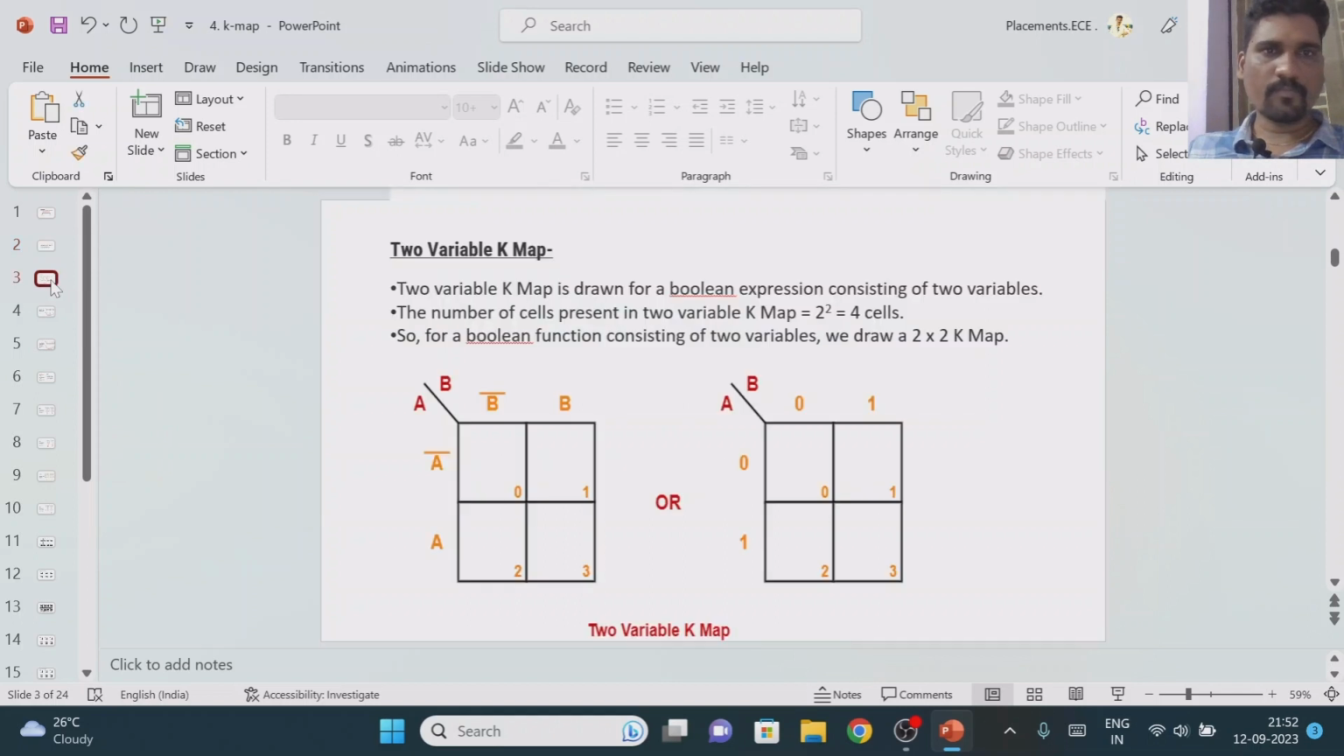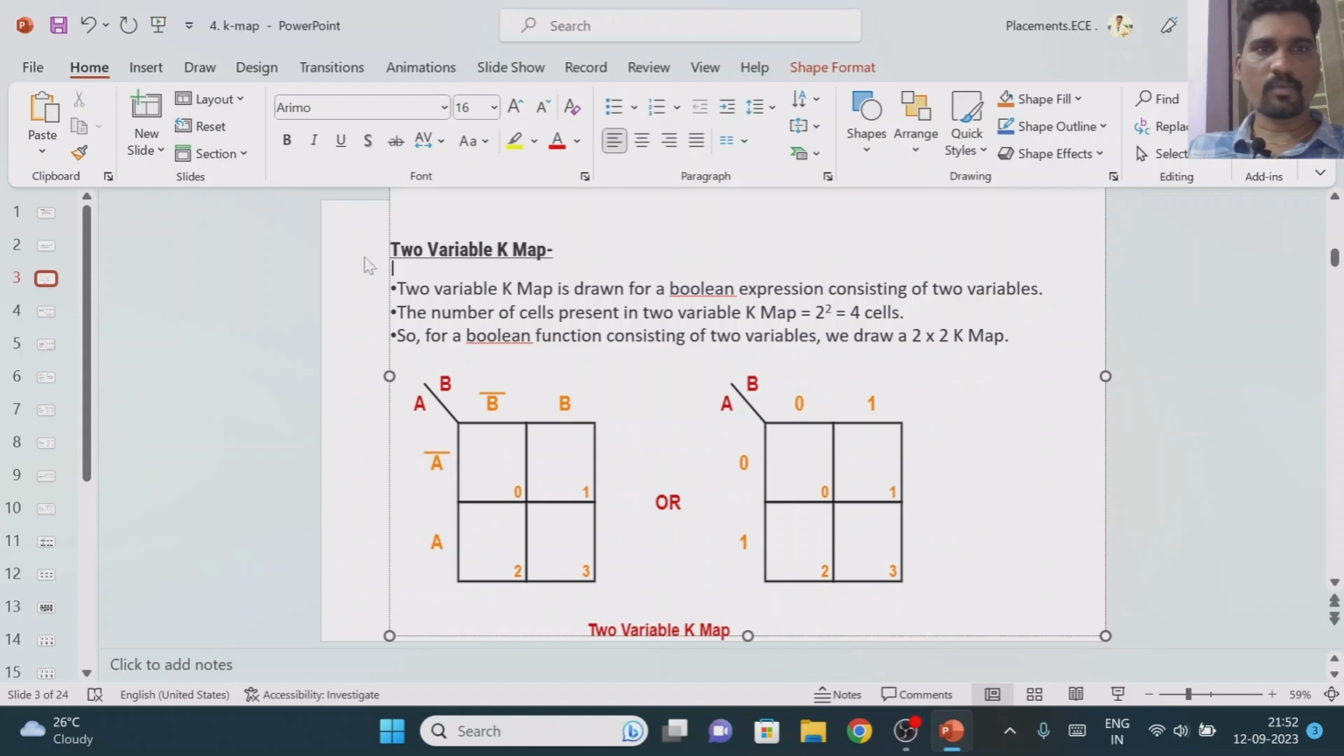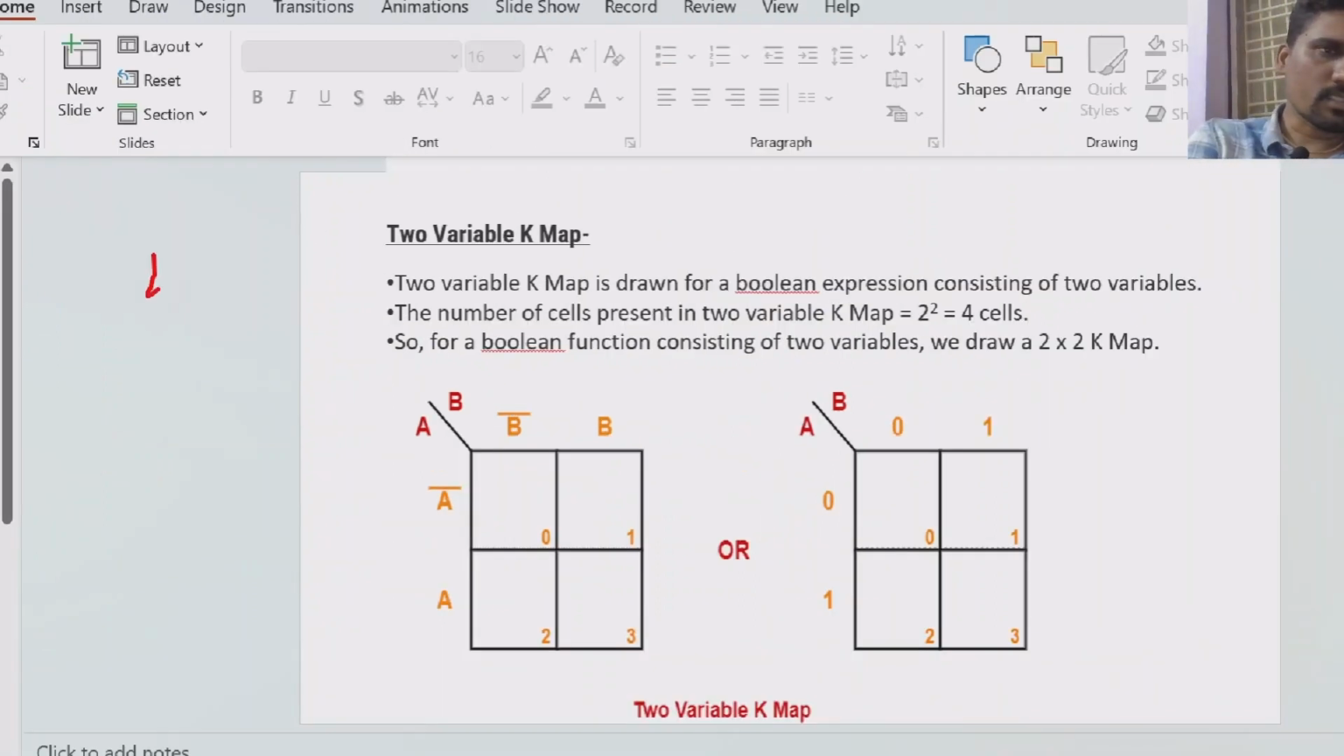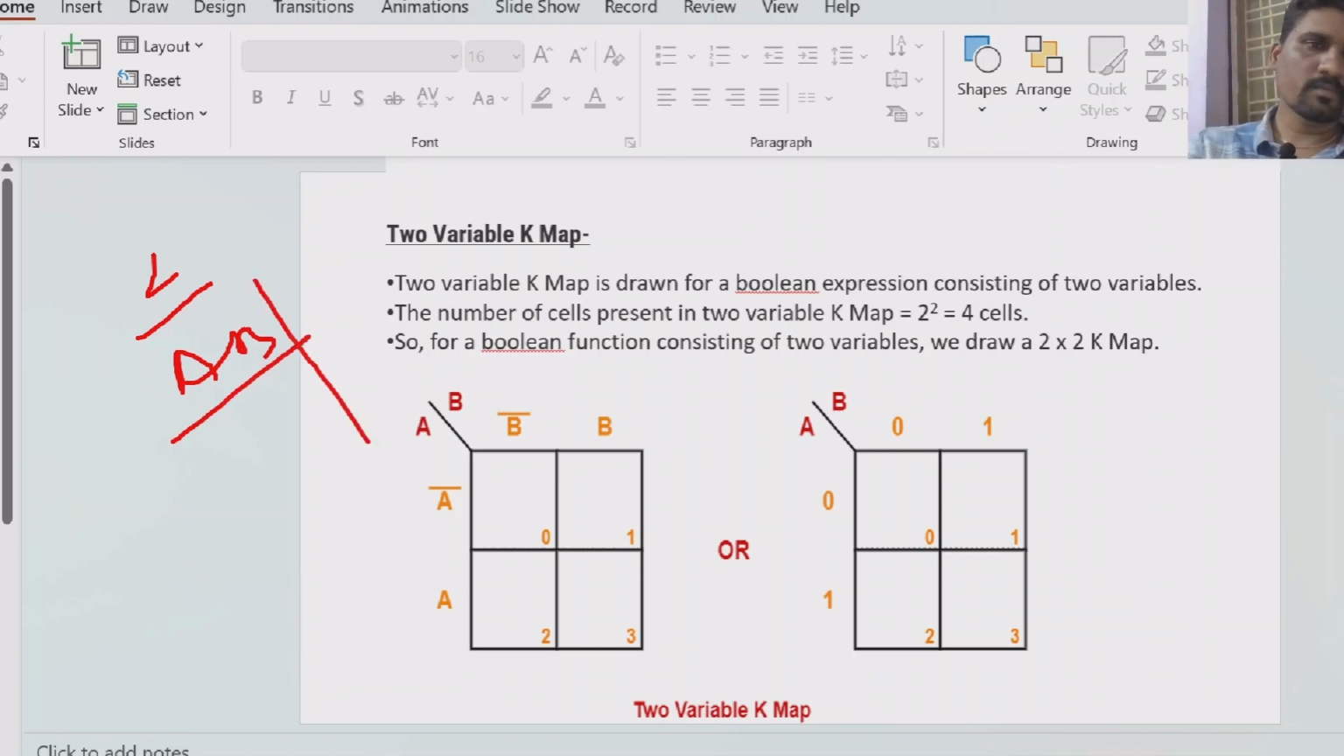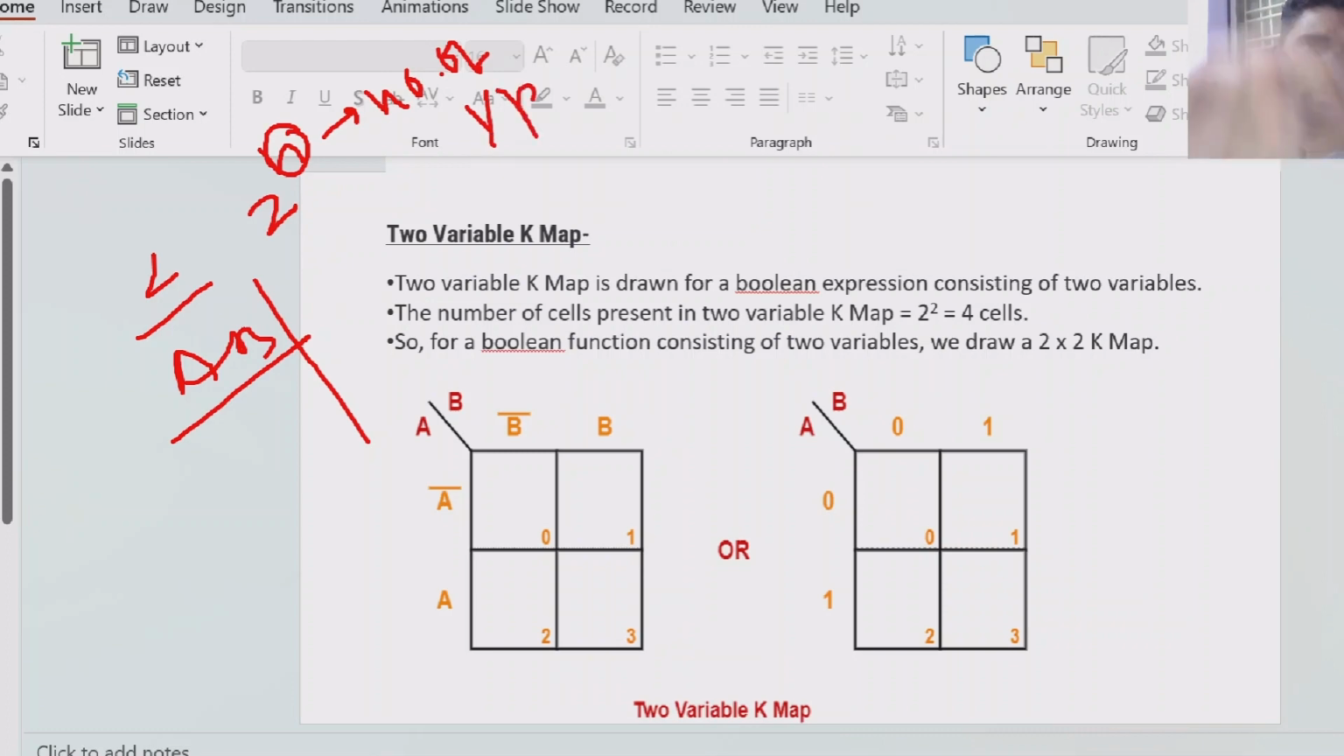First we'll go through the different types of K-maps. The first K-map is the two variable K-map. What do we mean by a two variable K-map? I'm going to consider A and B as the two variables. In digital logic design, the number of possibilities we get is 2 power n, where n represents the number of input values. So with 2 inputs, how many possibilities will we get? 4 possibilities.